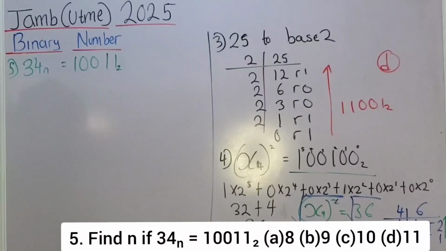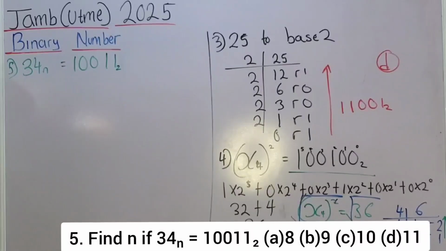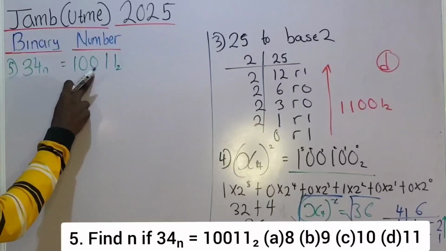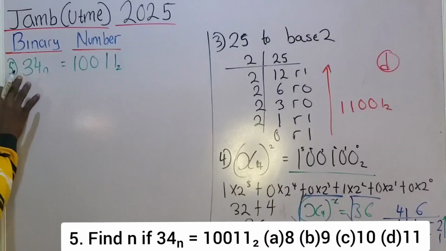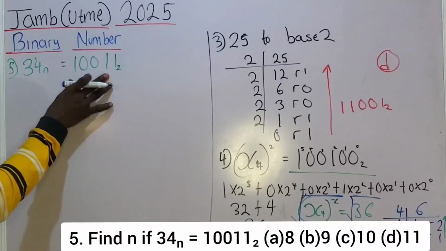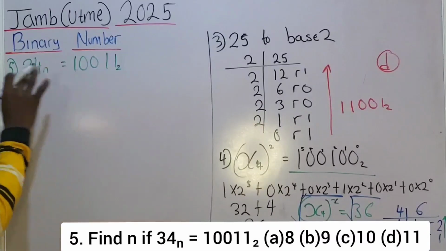We are asked to find the value of n if 34 base n is equal to 10011 base 2. Now, how do we solve for the value of n in this equation, in this binary number? The first step is that all you have to do is just change both sides to denary number. You understand? Multiply both sides by each base. This is binary number. Change it to denary. Change this also to denary.